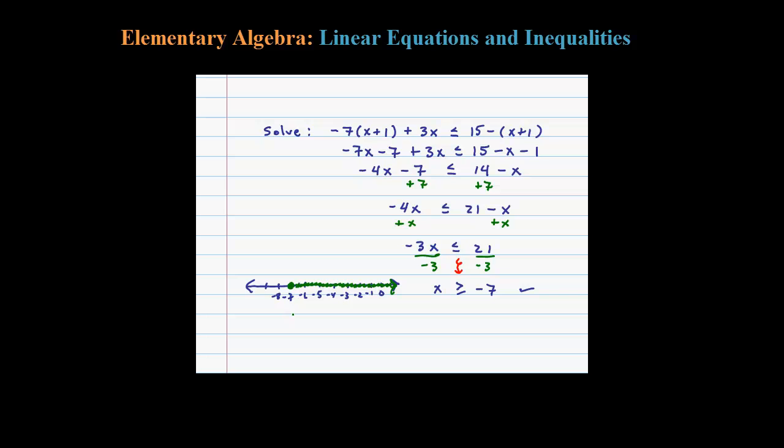Now let's convert that to interval notation. Since this was a closed dot, we're going to use an inclusive square bracket like that. From negative 7 to infinity would be the corresponding interval notation.